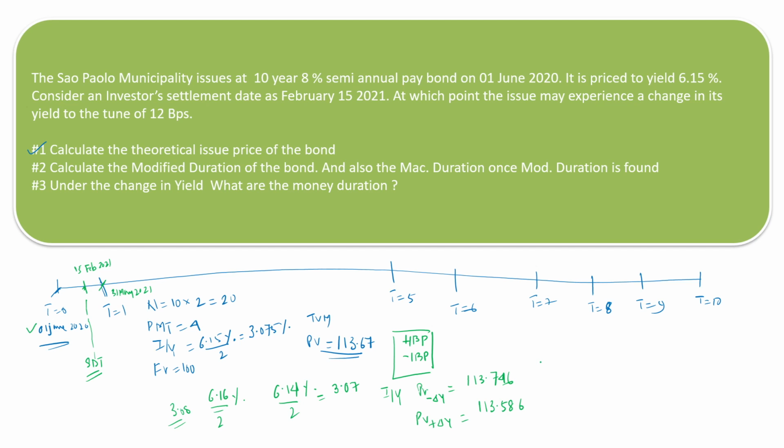So we know how to find out the modified duration, and the formula suggests that it is the bond value at a change in yield on the negative side minus the bond value with a change in yield on the positive side, divided by 2 into the bond value at the given market interest rate into the change in yield. By default, of course, when we calculate, we assume del y is equal to 1. So we will now just input this value: 113.746 minus 113.586, divided by 2 into 113.